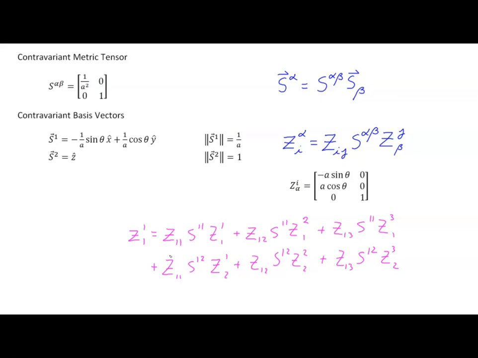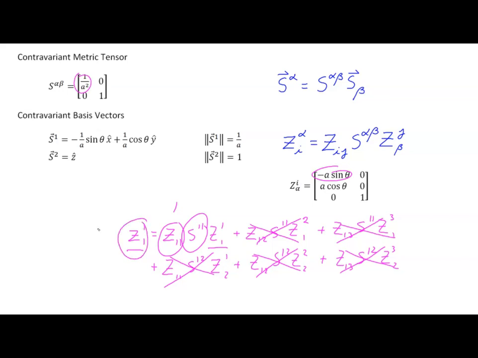However, the only element of Z that's non-zero is Z11, so all of these are knocked out because Z12 and Z13 are equal to 0. Likewise, S12 is equal to 0, so this gets knocked out. And of course, this guy is just a 1. So the point here is that the value of Z11 is just the product of Z11 times S11. So multiplying this item by this will give us this value.